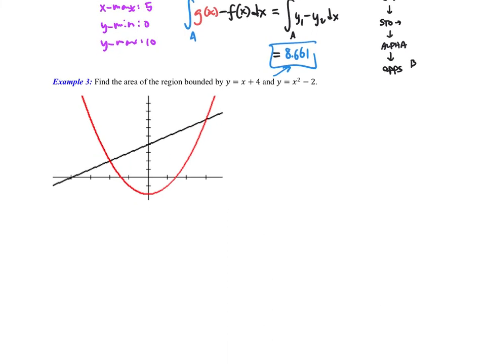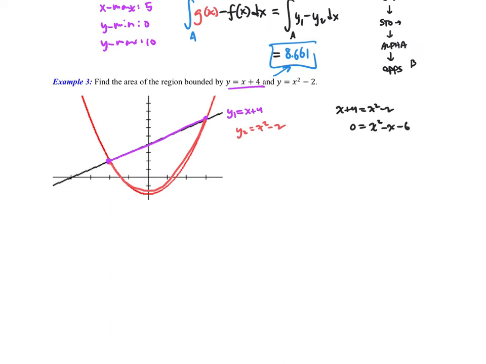Let's go upper function, lower function. I'm going to say that x plus 4 is the upper function here, so I'm going to call that y1, x plus 4. And then y2, of course, is this quadratic, y2 is x squared minus 2. I think this is reasonable to do without a calculator. So let's find where the two are equal, where x plus 4 is equal to x squared minus 2. That would be where 0 equals x squared minus x minus 6.